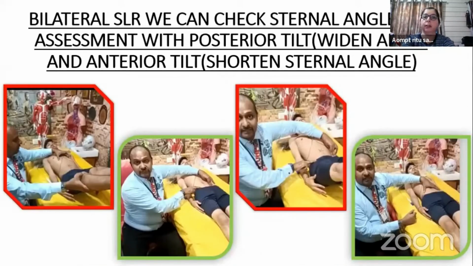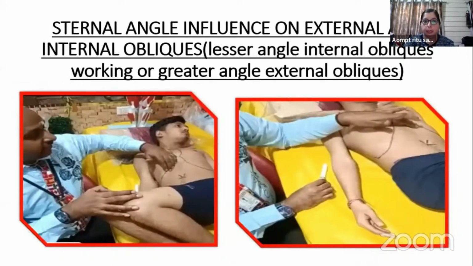And this is the bilateral SLR. We can check that the patient has a sternal angle that can also be influenced, either in the increasing way or in the decreasing way, the shorter position, according to the anterior and posterior tilt. And the rotation movement of the body can also be influenced, with the lesser angle and the greater angle of the sternal angle in the external and internal oblique, which are also known for the rotation of our body. So in this also we can influence with the rotation, and then we can check the diaphragm and the sternal angle, whether it is increasing or decreasing.